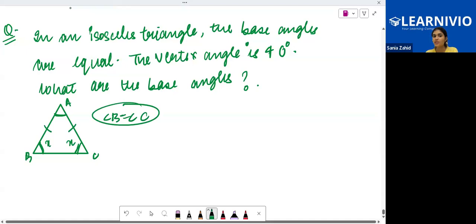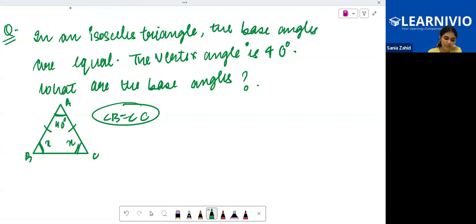And the vertex angle A is given to you as 40 degrees. Now you have to find these two angles. What is the angle sum property of a triangle? The sum of the three angles of a triangle is equal to 180. So just use that property and find the answer.